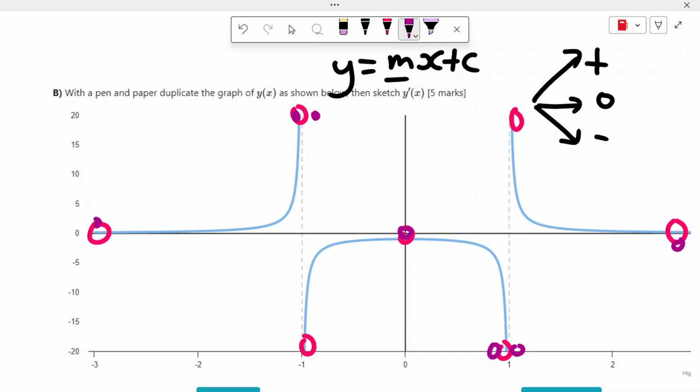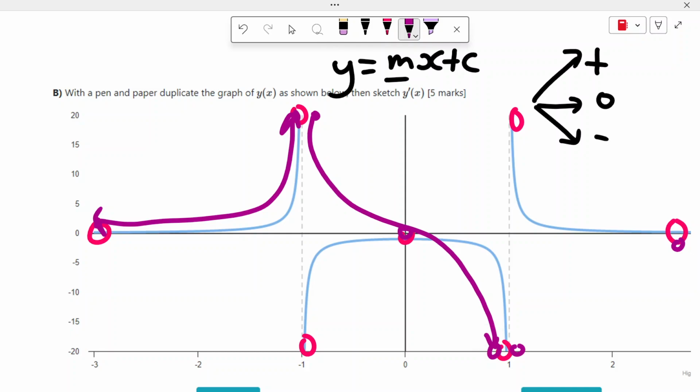So what we can do here is we'll graph it. And we need to put arrows to indicate that they go on forever. Okay. And then we come around up through here.